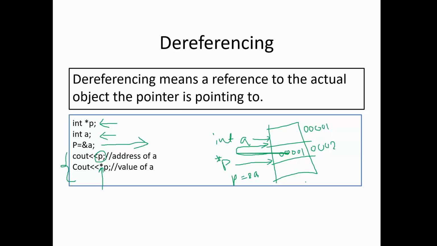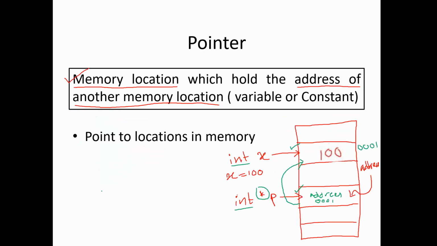In this case, if you say cout p, it will print this value. That means it will print 0001. And if you ask your program to print the value of pointer p, it will print 100, because this p will point to this previous address.